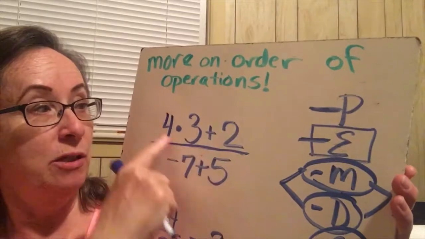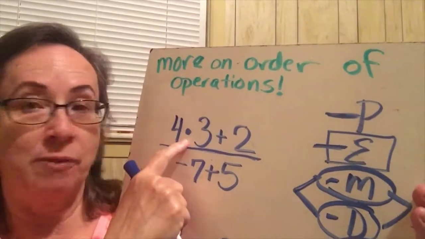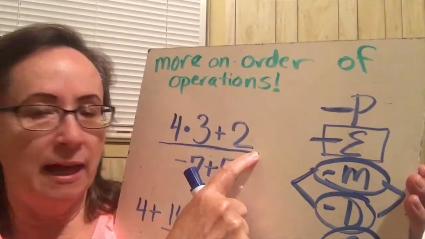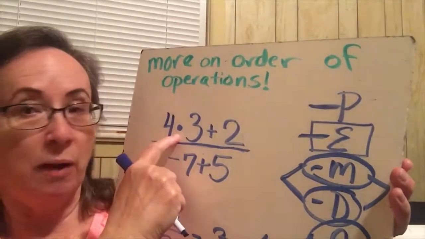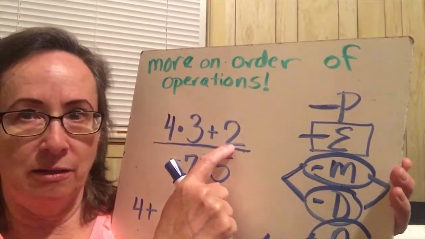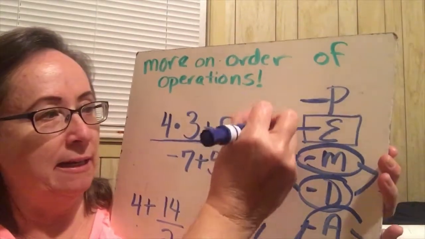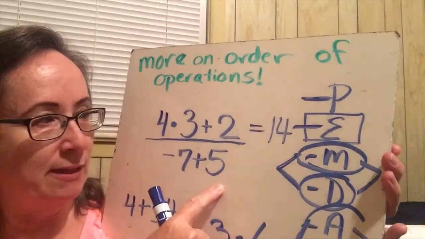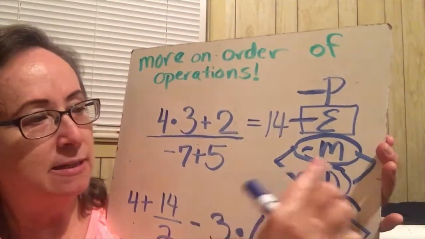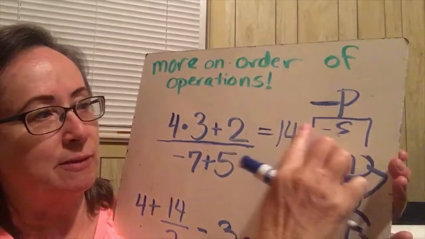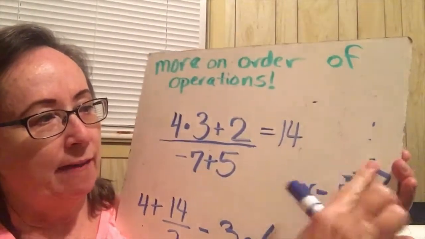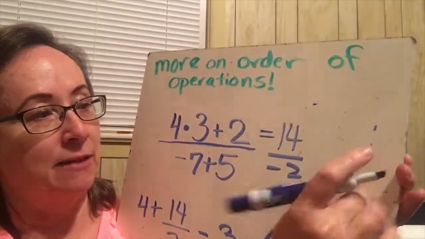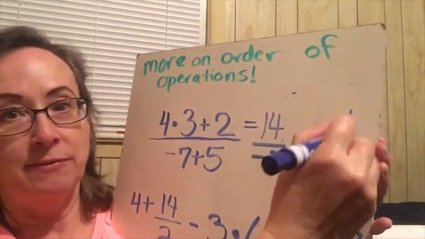So on this numerator, we're going to look and see we have a multiplication, which is a higher rank than the addition. So 12 plus the 2 gives me 14. And then -7 plus 5 gives me the -2. So we'll erase this right here so we have some room. Okay, so this is going to be -2. And 14 divided by -2 is -7.